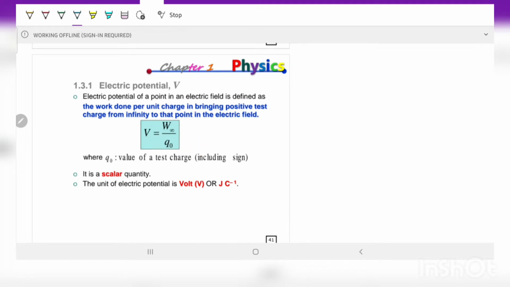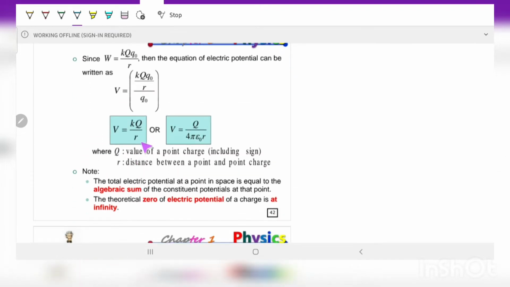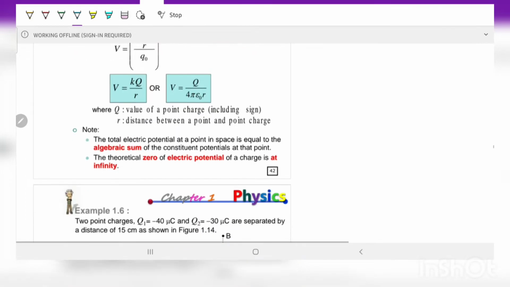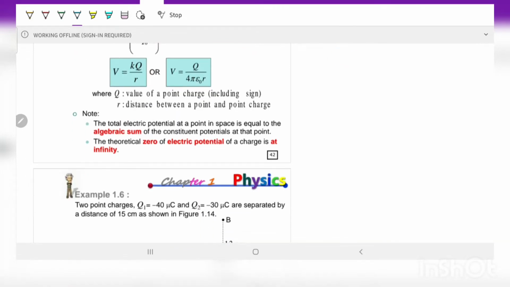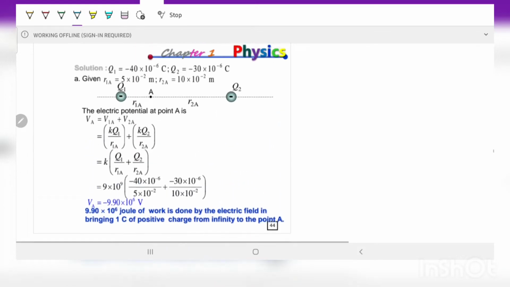Okay, ini pun cikgu dah touch hari tu kan. Kita recall balik V dengan W over Q naught, and then V sama KQ over R, or V sama Q over 4 pi E naught over R. And then, okay, something that you should bear in mind, ingat untuk kira V, you have to include dia punya sign of charges dalam calculation.